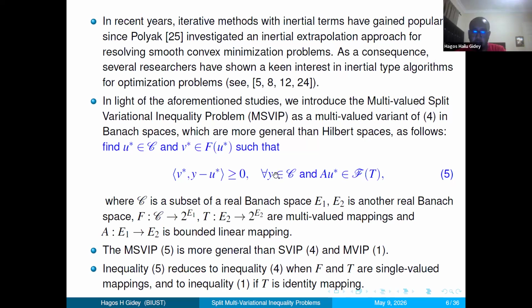So this is a more general problem, since we are going to extend into Banach spaces compared to Hilbert spaces. And we are planning to introduce inertia in this problem. If you add that inertia, it will accelerate the convergence of the scheme.